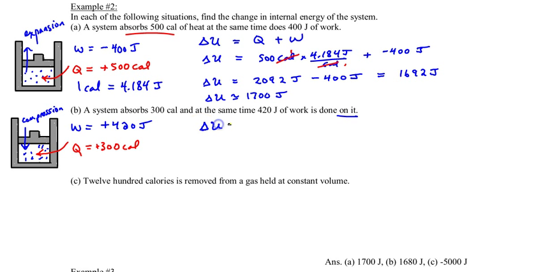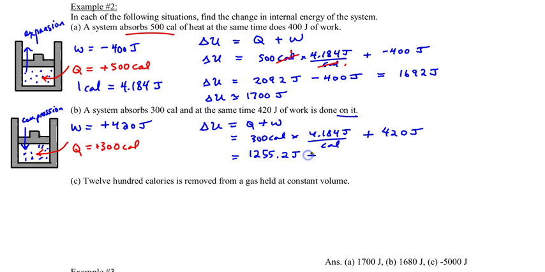Now the first law of thermodynamics is Q plus W. In this case, Q is 300 calories multiplied by 4.184 joules per calorie, and then we're going to be adding 420 joules to this. So we get 1,255.2 joules when you convert the calories to joules, plus 420 joules. And you add those two together, you'll get 1,675.2 joules, which is roughly 1,700 joules.